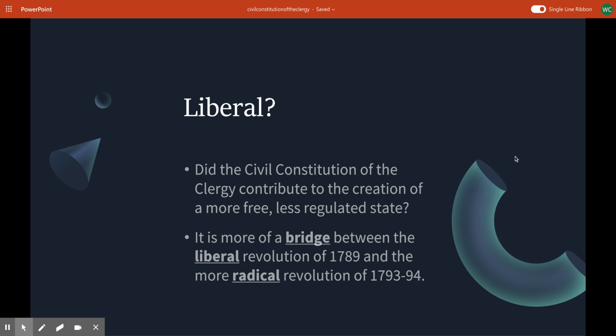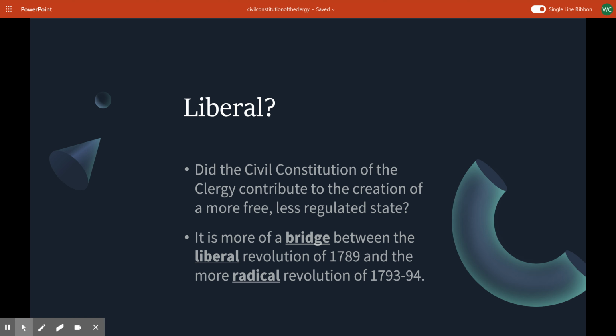Now, we have to ask, how liberal was this? Keep in mind we're talking about classical European liberalism. The French Revolution at first was seeking liberal reform, and by that I mean they were seeking less of a role for the government to create a more free, less regulated state. Although the civil constitution of the clergy is reforming the church in France, the extent to which it was liberal is up for debate. Because when you think about this, the church is accountable to the state rather than separate from the state, as a classical liberal would want it.